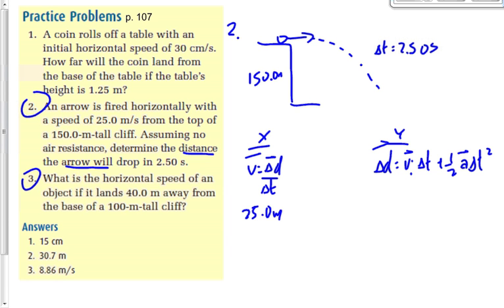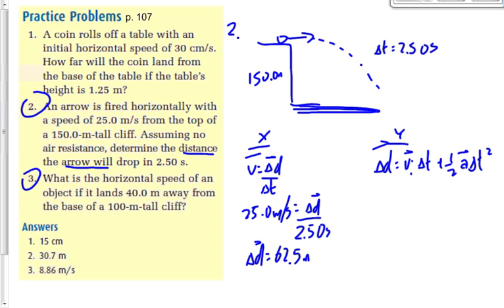We know the speed horizontally is 25 meters per second. Do we know how far it goes horizontally? No, we don't. Do we know how long it's in the air for? Yeah, we do. It's 2.50 seconds. Let's multiply those together. We get 62.5 meters. Is that my answer? No. What have we just found? The horizontal displacement, how far the arrow goes in 2.5 seconds.